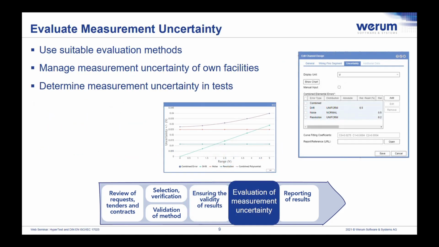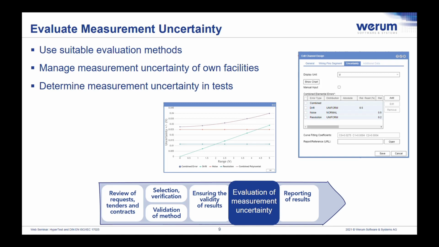One of the ISO 17025 standard's central requirements is the evaluation of the measurement uncertainty. Here, all relevant contributions need to be considered and suitable evaluation methods must be applied. You also must evaluate the measurement uncertainty for your own facilities if they are calibrated. As HyperTest knows the resources of the entire measurement chain of every test, the measurement uncertainty can be managed as an additional parameter.